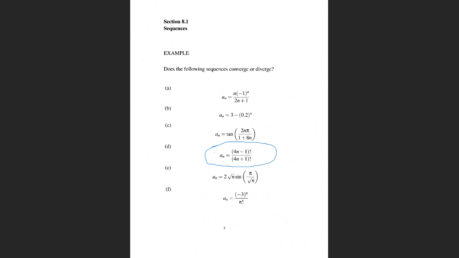0 factorial is defined to be 1. 1 factorial is defined to be 1. 2 factorial is equal to 1 times 2. 3 factorial is 1 times 2 times 3, or 3 times 2 times 1. 4 factorial is 1 times 2 times 3 times 4, and so forth.